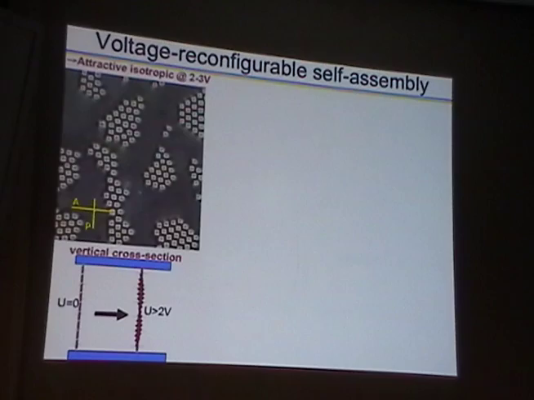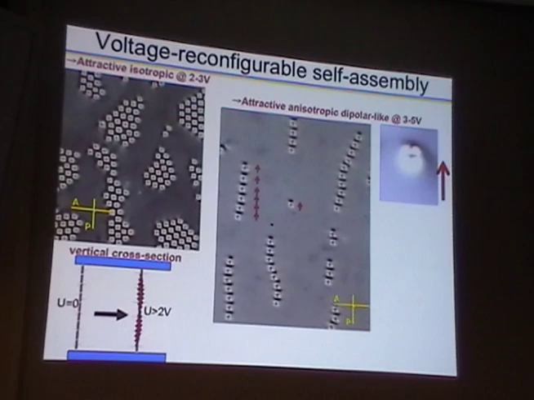But as we increase voltage a little bit further, what we see is that torons become accompanied by the umbilical defects on one side of the toron, and they essentially form dipolar structures. Such dipolar structures, where we have a toron and an umbilic, then interact attractively and form chains along the C director in the liquid crystal cell.